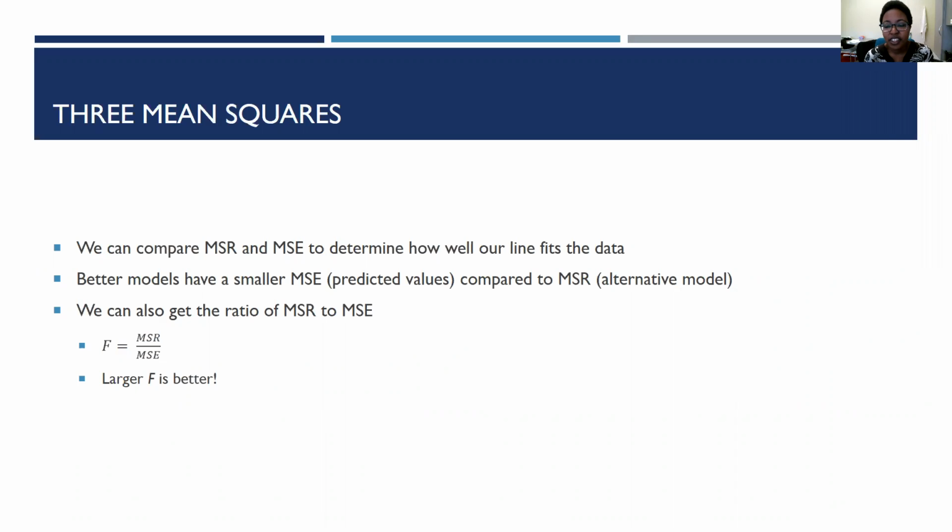We can also get another number here, which is the ratio of MSR to MSE, and that's the F value. If we divide our MSR by our MSE, then we get a value of F, and usually a bigger number is going to be better, right? We'll see F again a little bit later, but just to show you that's where it comes from.